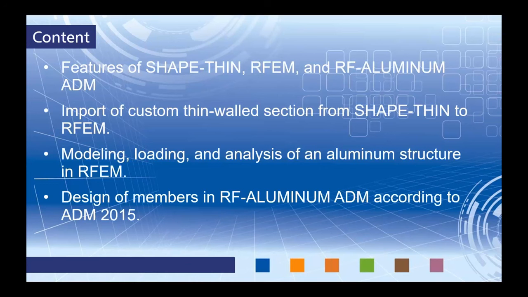Regarding the content for the next hour of today's webinar, I want to go through the features of our standalone program Shape Thin, our finite element analysis program RFEM, and then the add-on module within RFEM, RF-ALUMINUM ADM. We will import a custom thin-walled section that we've created in Shape Thin into RFEM, and once in RFEM, we will completely model, load, and analyze an aluminum structure. Then to take it a step further, we'll utilize the add-on module within RFEM called RF-ALUMINUM ADM to do design of our members according to the ADM 2015 standard.